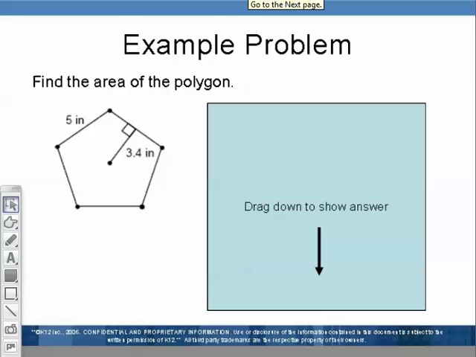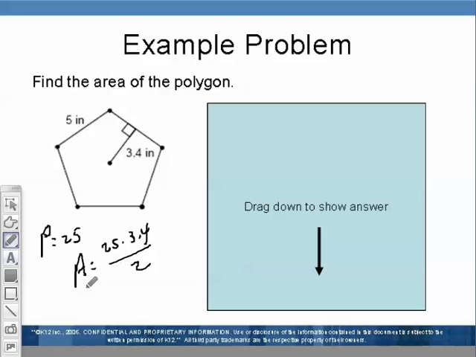Okay? Here we've got a pentagon. I'm going to do the same thing. 5 sides. 5 times 5 is 25, so my perimeter is going to be 25. So my area is going to be 25 times 3.4 divided by 2. And once again, I don't know my 3.4s that well. So 25 times 3.4 divided by 2 is giving me 42 and a half.